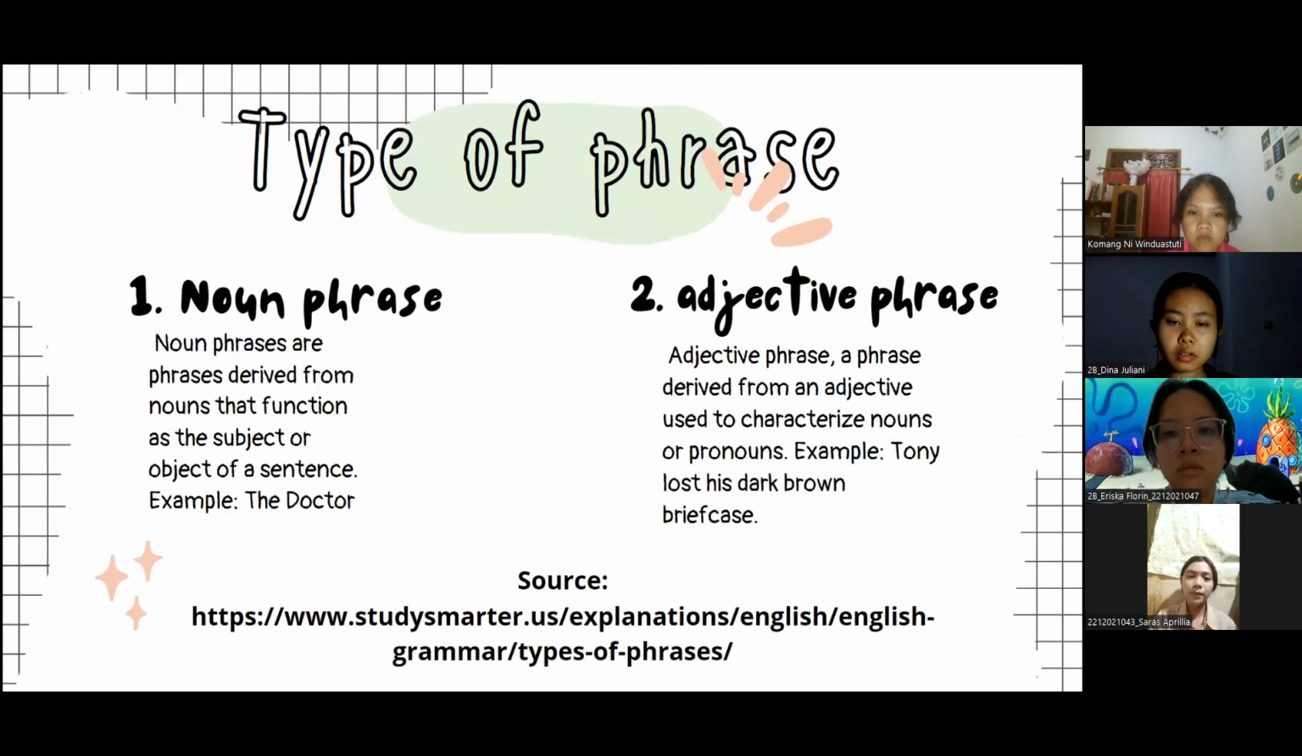Okay. These are two types of phrase. The first one is noun phrase. Noun phrases are phrases derived from nouns that function as the subject or object of a sentence. An example is the doctor. And the second one is adjective phrase. An adjective phrase is derived from an adjective used to characterize nouns or pronouns. An example is: Tony lost his Teflon briefcase. Next.